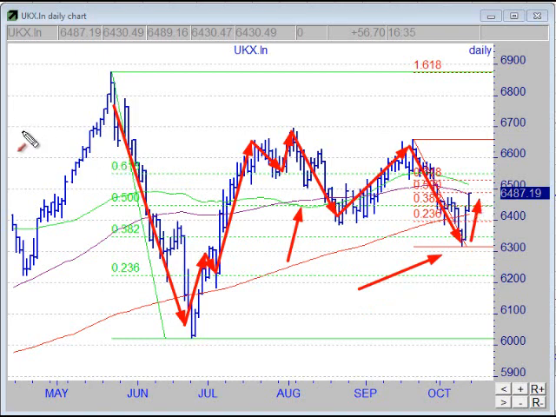The spanner in the works for the bull case may be this great big trend line thing around 6.6. We're not there yet. But these two counts are valid on FTSE.